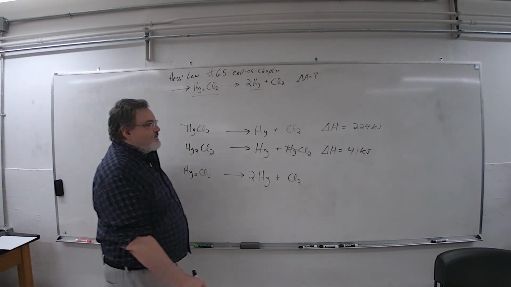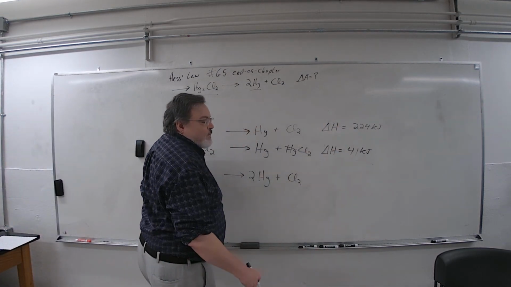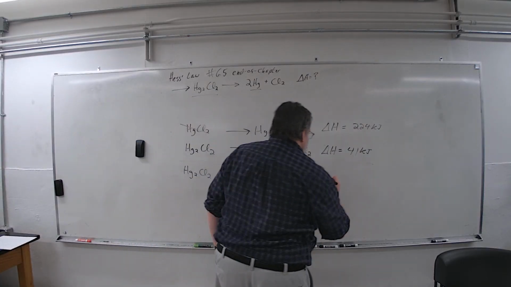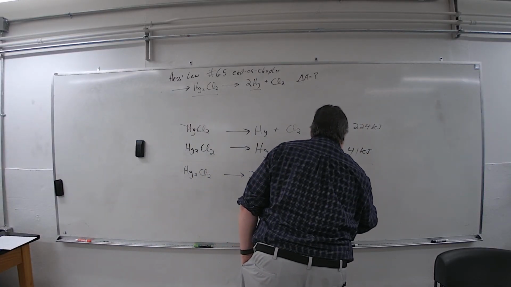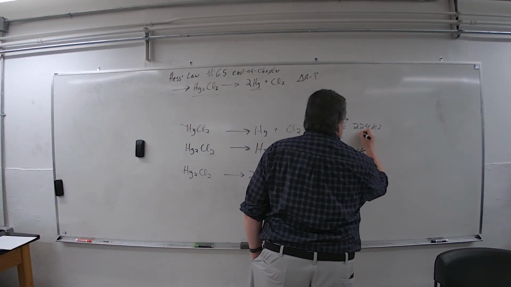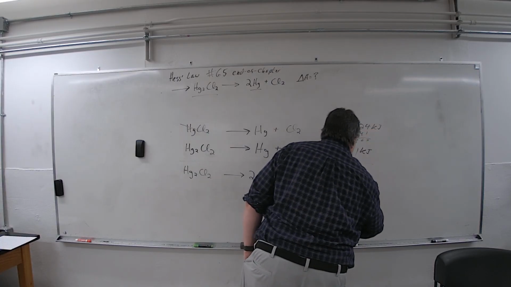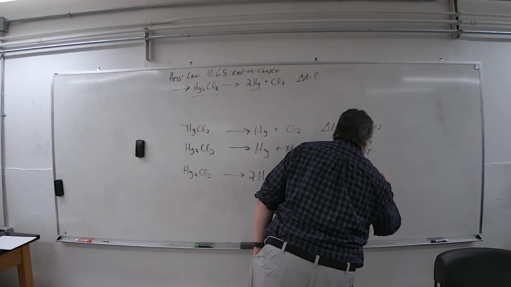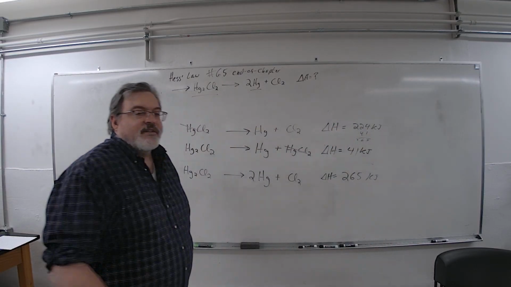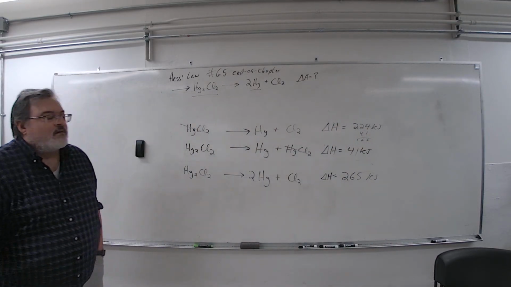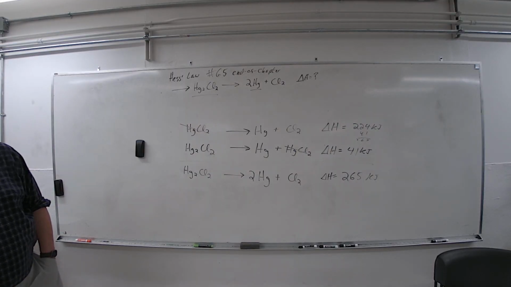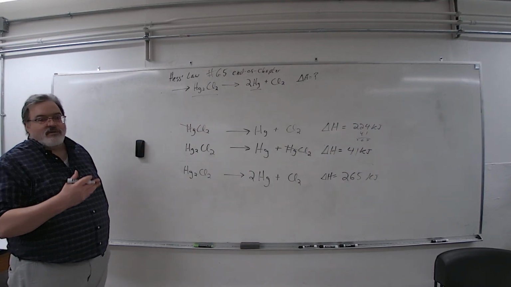So the last thing to do is I'm just going to add these together. 224 plus 41, delta H equals plus 41 is 5, 6. Okay. I just demonstrated Hess's law. Usually I don't describe all the excruciating details, I just do an example.